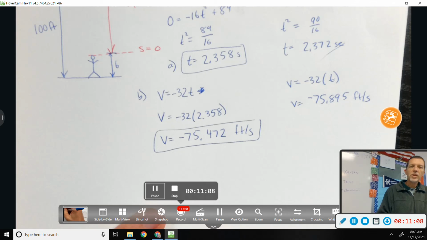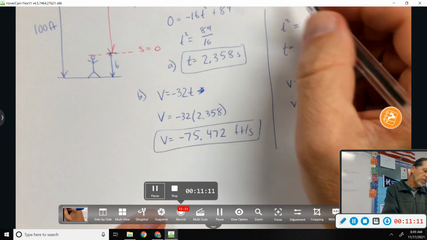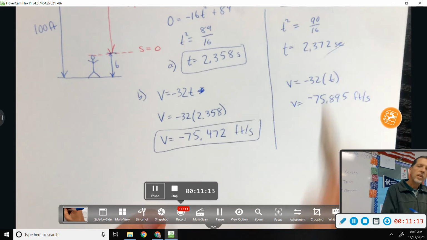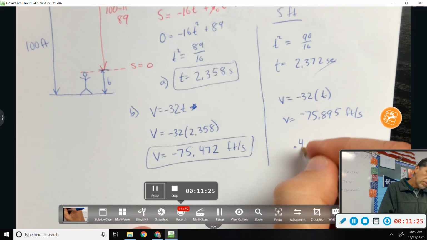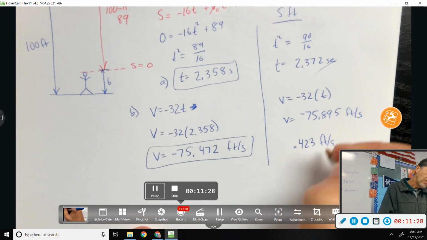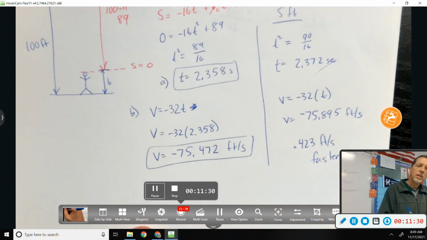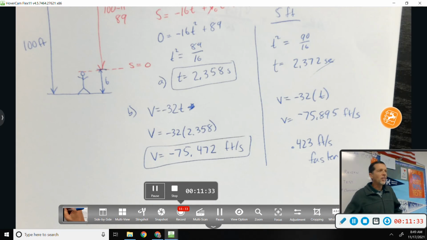So not very much difference if you're 5 feet tall versus 6 feet tall. I guess we should answer the question. So 75.895 minus 75.472 is 0.423 feet per second faster. But I guess that makes sense. If it's falling 89 feet versus 90 feet, that's not really a big difference. You get a little extra time to get out of the way, and if you don't, it hits you going a little bit faster.